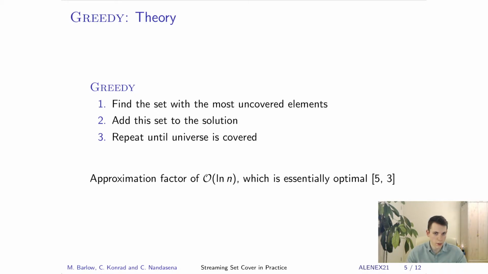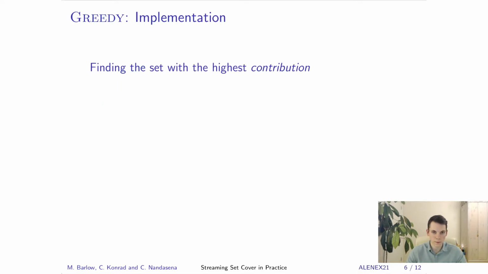However, the problem with this algorithm is it leaves implementation details unspecified. So most importantly, how do we find the set with the most uncovered elements? And it turns out that this problem is not trivial at all. We can phrase this problem slightly differently by asking, how do we find a set with the highest contribution? So the contribution is just the number of uncovered elements the set contains at the point which it's added to the solution. So one possibility here to solve this problem is to make multiple passes over the input.